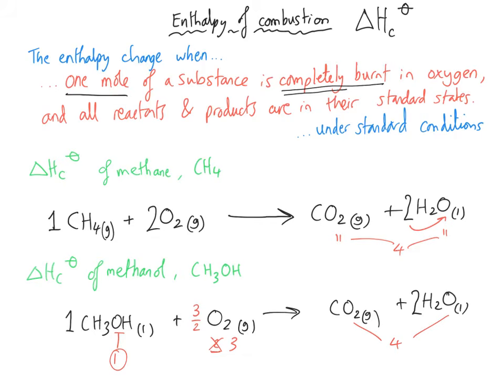Now, we mentioned completely burnt in oxygen just for your information. If we weren't to burn this completely, we wouldn't make carbon dioxide, we'd be making carbon monoxide, so that little 2 wouldn't be there. But for enthalpy of combustion, it must always be complete combustion.